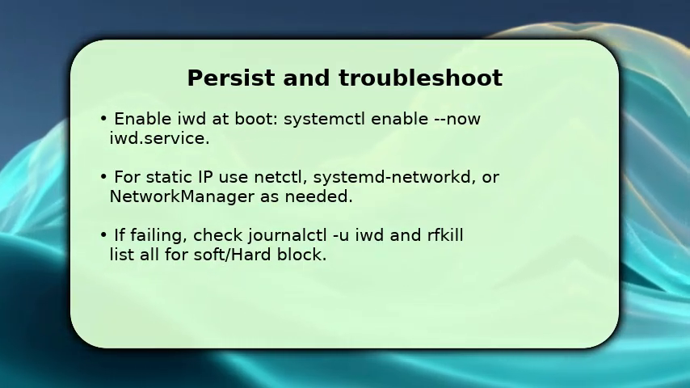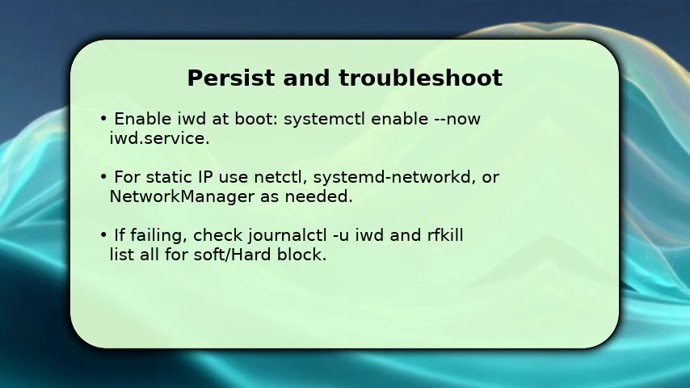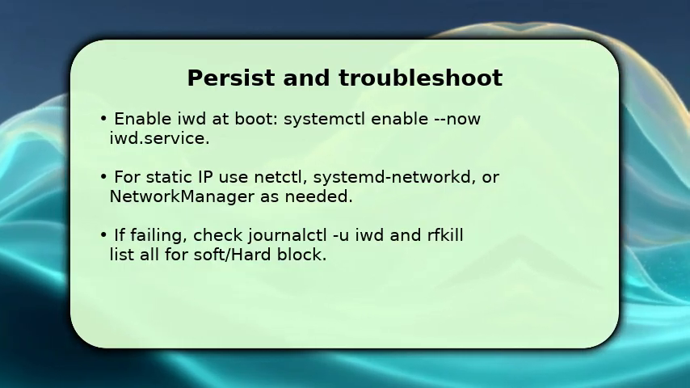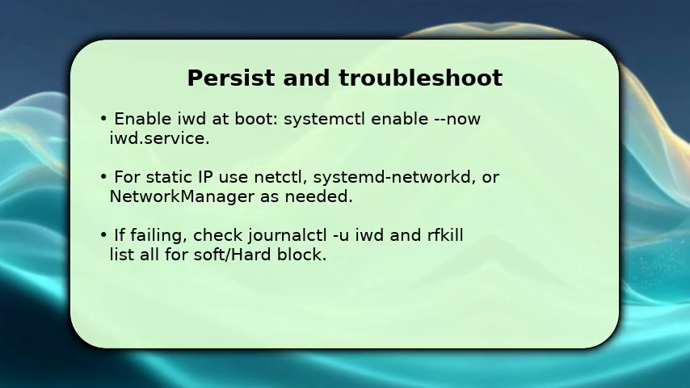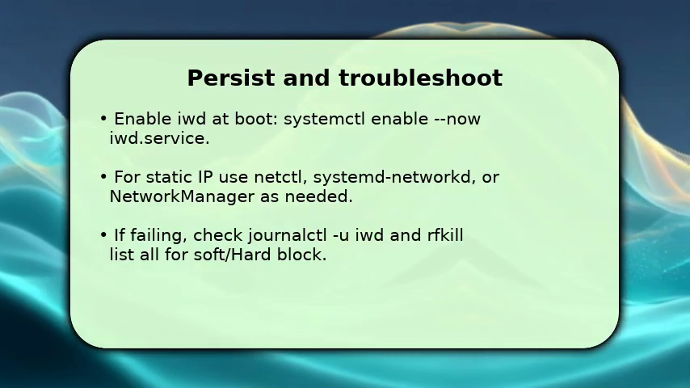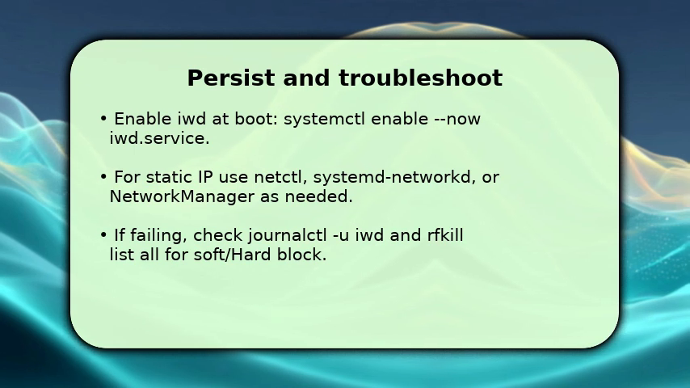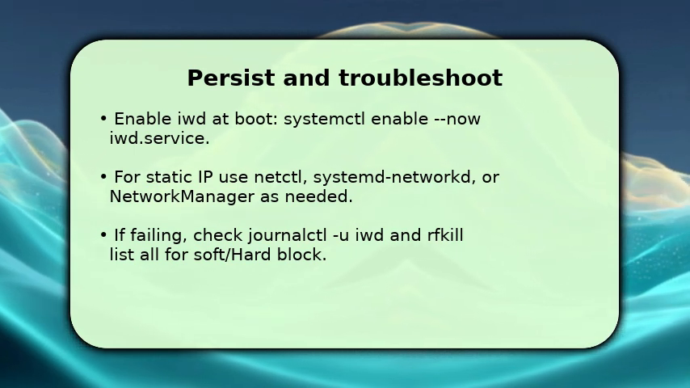If connectivity fails, check logs with journalctl iwd and confirm the device is not blocked with rfkill list all. Soft or hard blocks are common causes. One troubleshooting tip: bring the interface down and up with ip link.